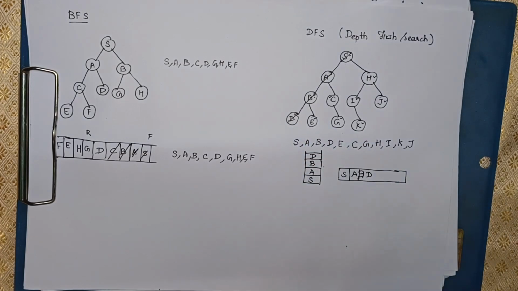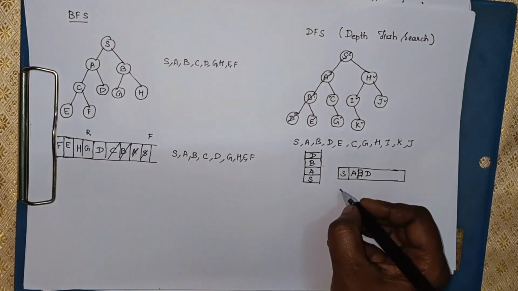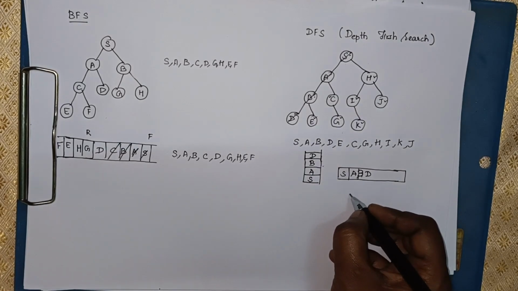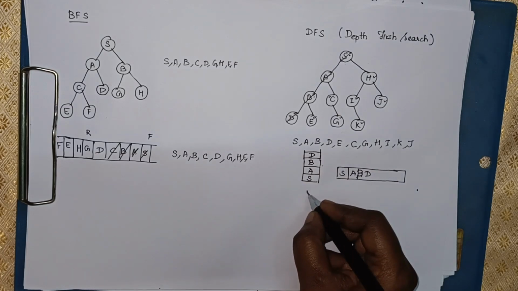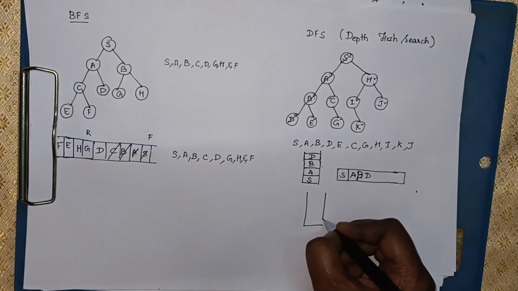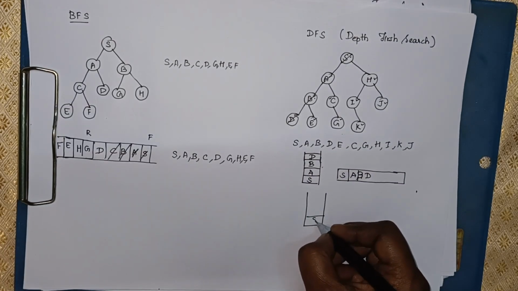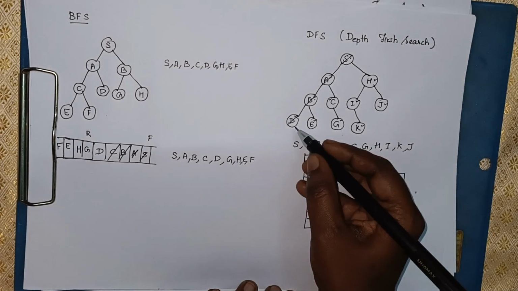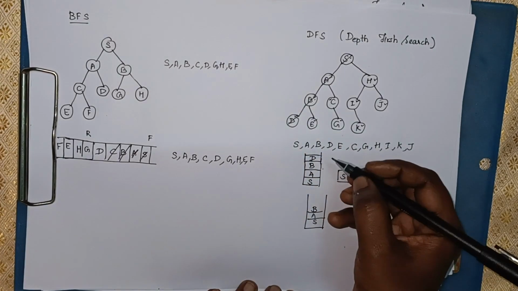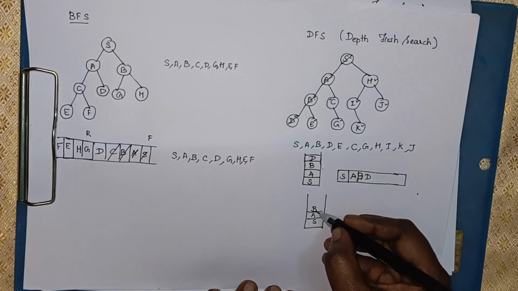So take D, pop D outside of the stack. So D comes out and the stack will be like this, S. Next we are going to see, so we visited D and we have popped out D. Next the top of the stack is B.